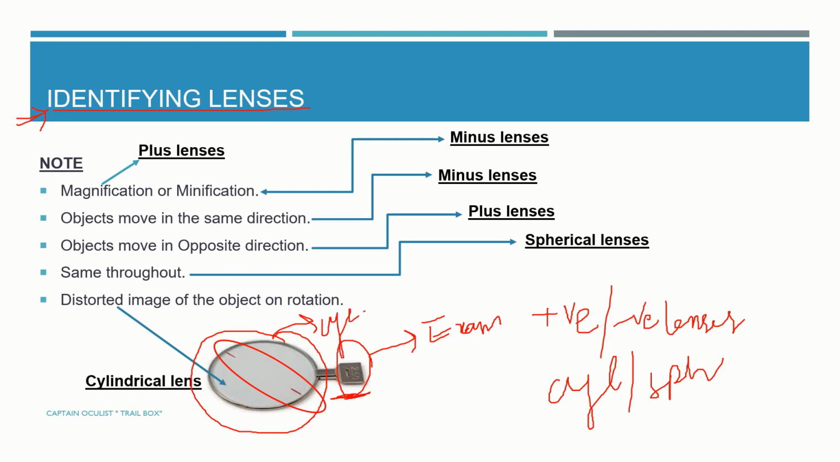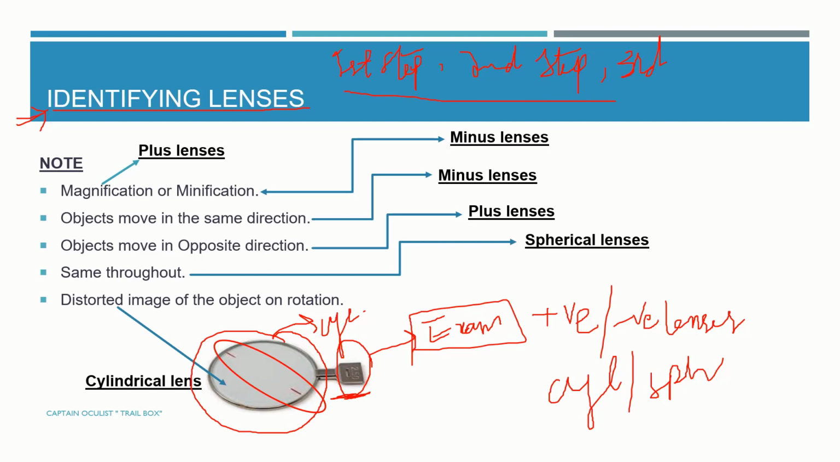So in an exam, when we are asked to identify a lens, the first step is to close one eye, hold the lens in front of the other eye and focus on a distant object. Step 2, move the lens in vertical and horizontal directions. Then step 3, rotate the lens.